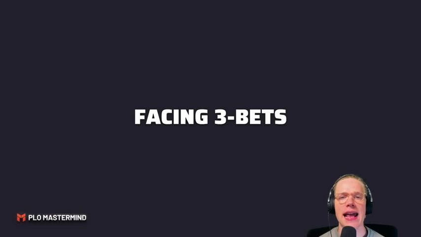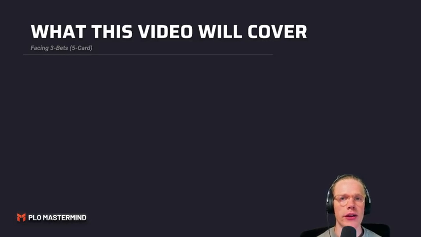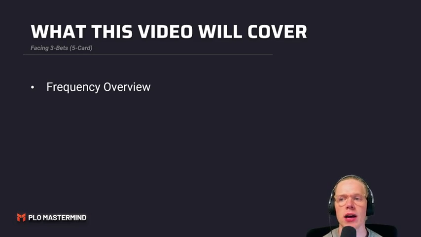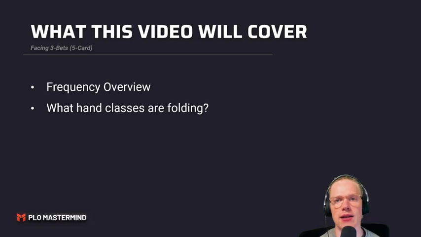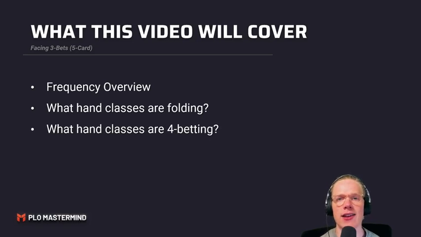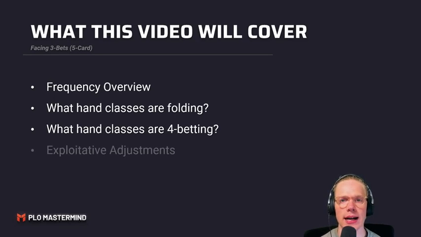My name is Ryan, aka Fitz, and today this is going to be a video talking about facing 3-bets in 5-card Omaha. The first thing we're going to be looking at today is a bit of a frequency overview, and then we'll be diving a bit deeper into what kind of hand classes are folding and 4-betting, see if we can notice some patterns there and some simplifications that we can give you guys. And then also going into some more exploitative adjustments.